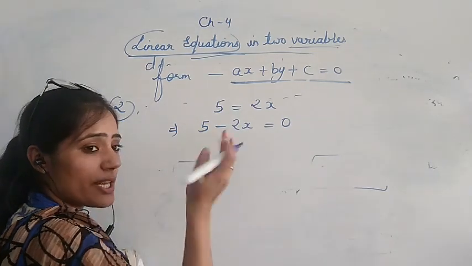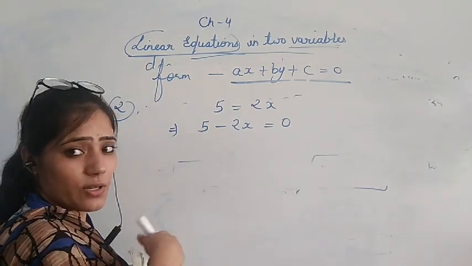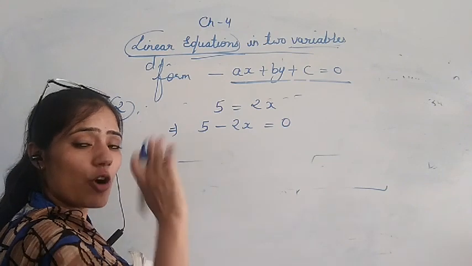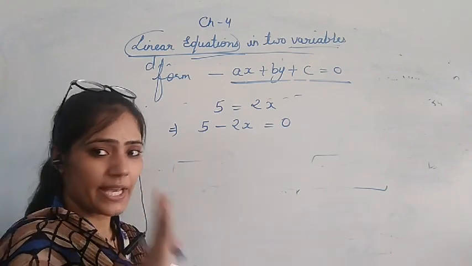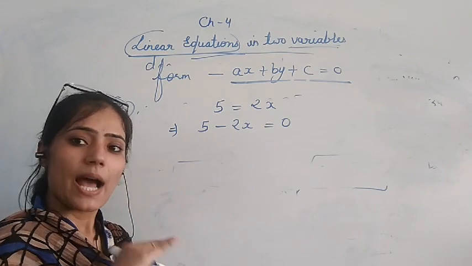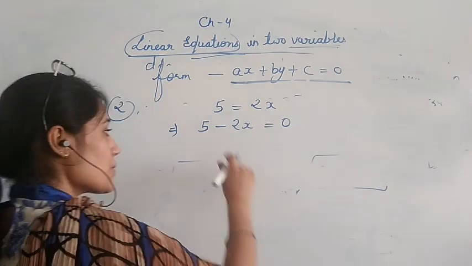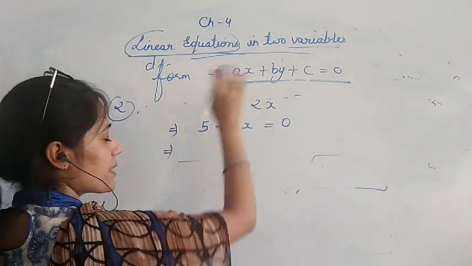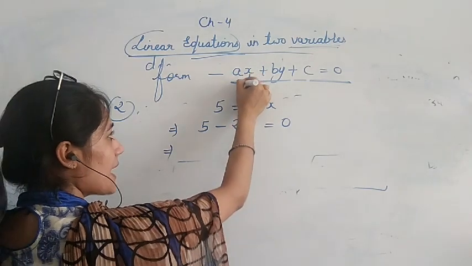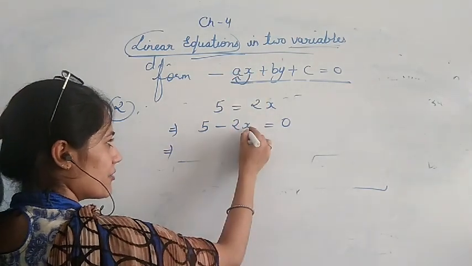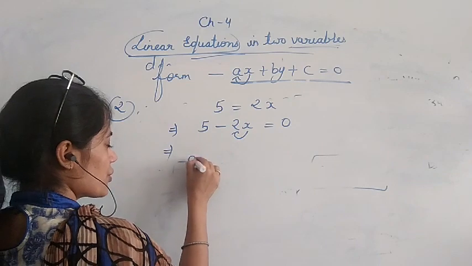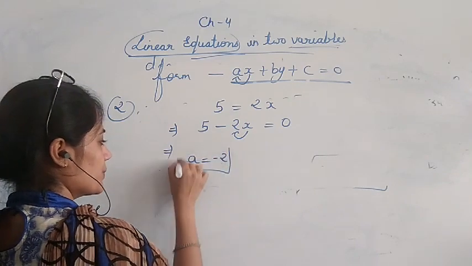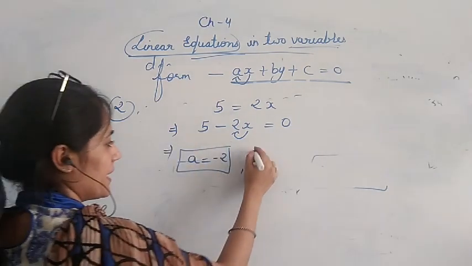Coefficient we will see, don't see what is coming first term, what is coming second term. We will see the coefficient. X coefficient will be A, Y coefficient will be B and C will be the constant term. So here, if I am comparing with this equation, what is A here? X coefficient A. What is here X coefficient? Minus 2. So what will be A? Minus 2. Got it?